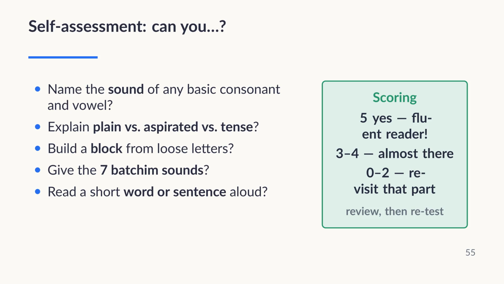5 yeses means you are a fluent Hangul reader, which is a wonderful achievement. 3 or 4 means you are almost there and just need a little polish. 0 to 2 on any area means simply revisit that particular part of the course and then retest yourself. Learning is a loop, not a straight line, so wherever you landed, you now know exactly what to practice next.